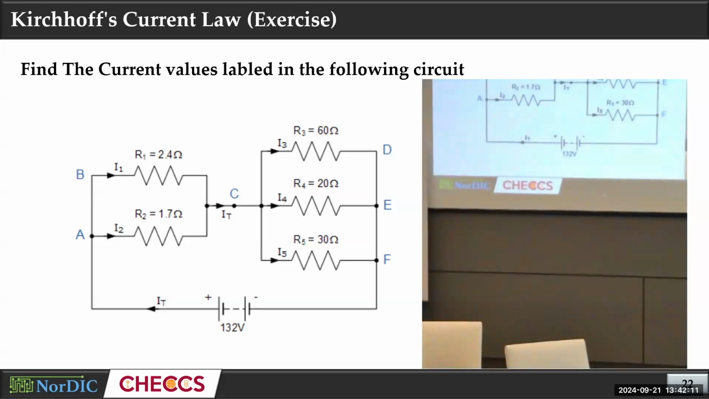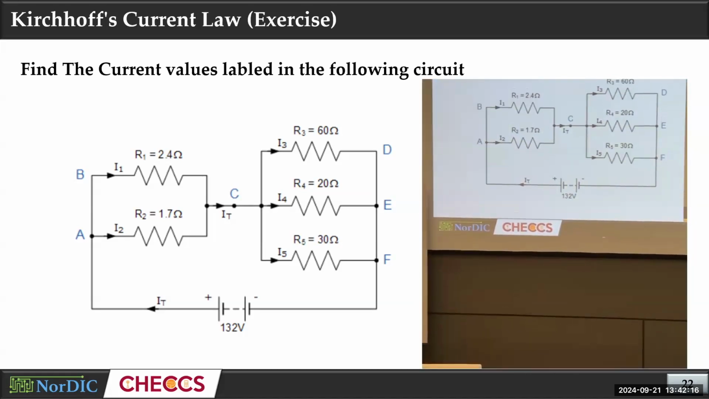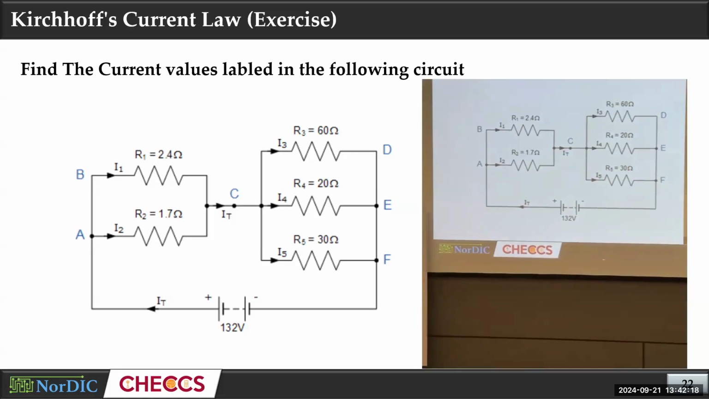So let me tell you. At first, reduce it like this. Reduce it like this. Okay. Then you will know what is the voltage across the resistors and what is the current.